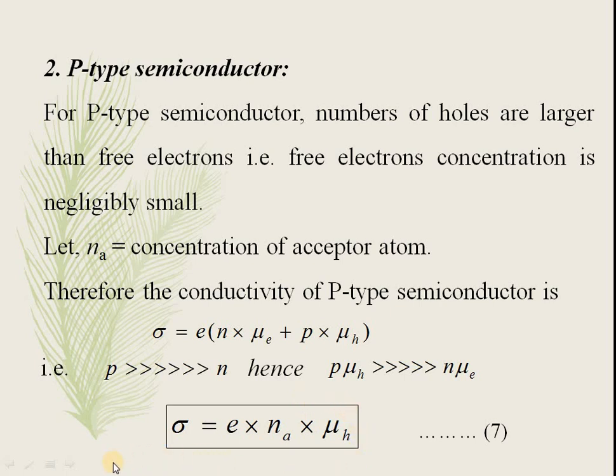So in this way we find the general equation of electrical conductivity for the semiconductor, and from this equation we derive the equations for the conductivity of intrinsic semiconductor, N-type semiconductor and P-type semiconductor.